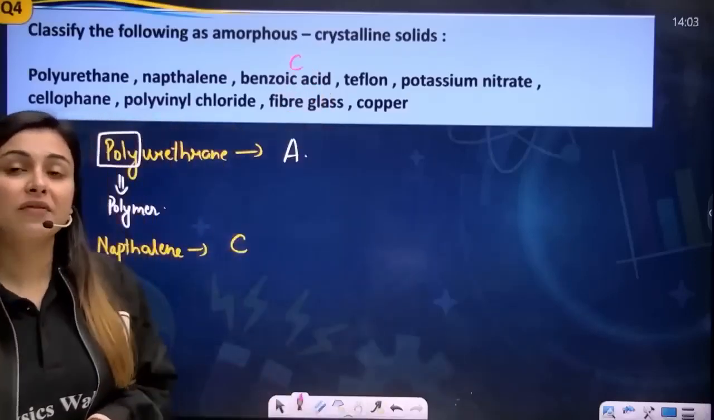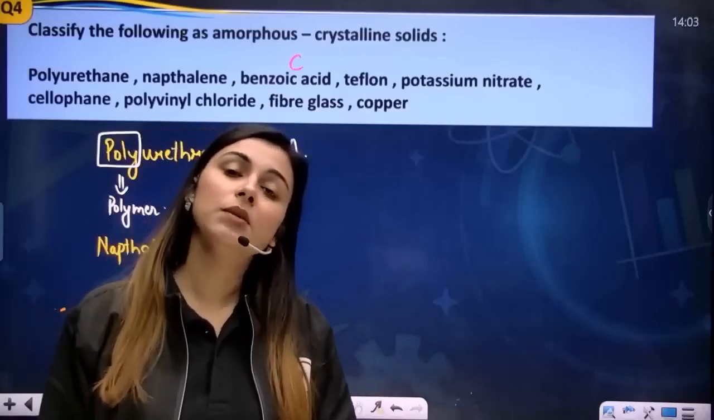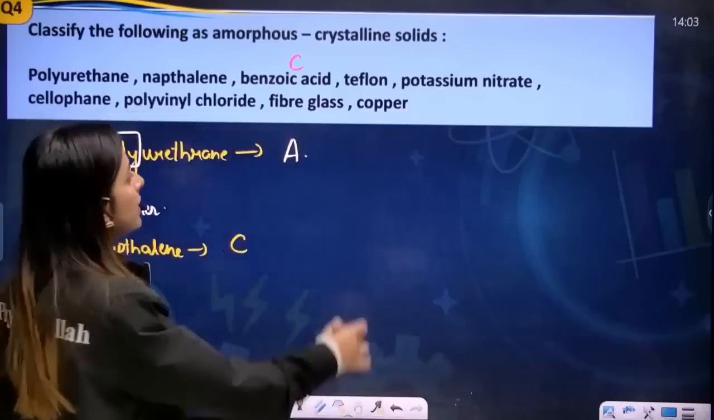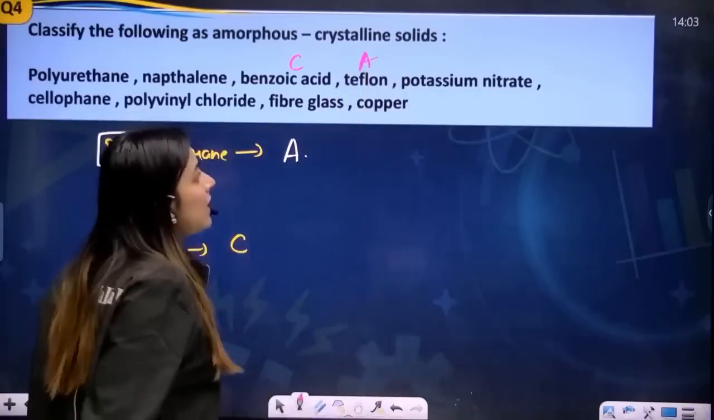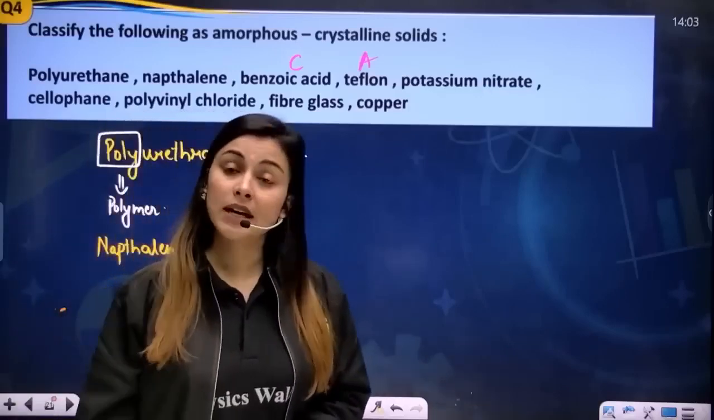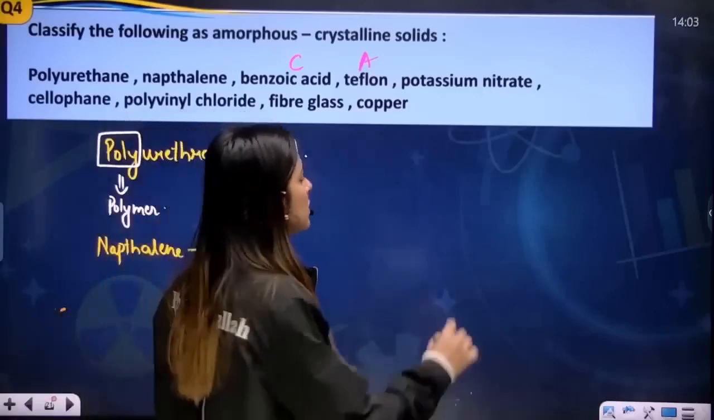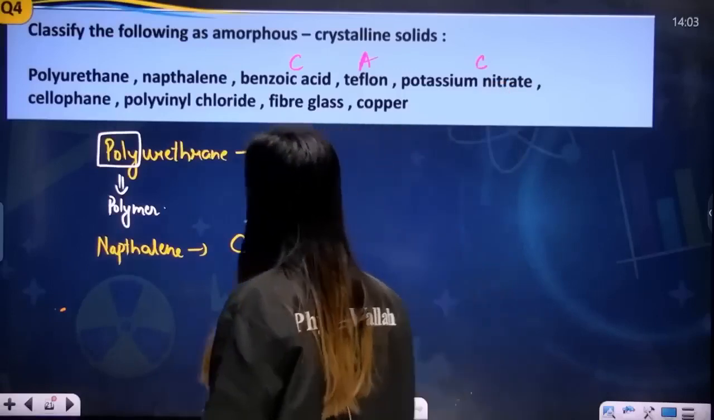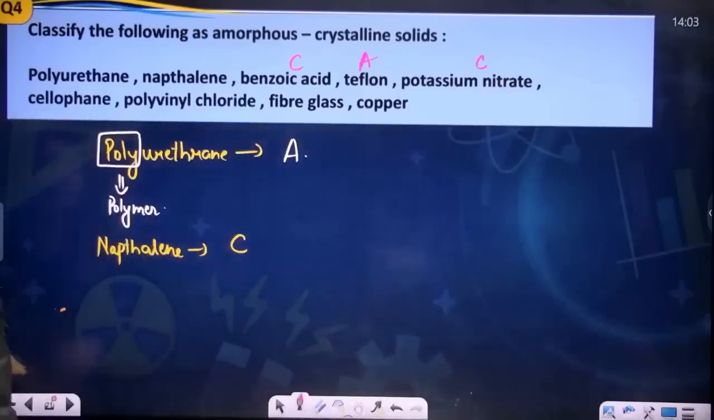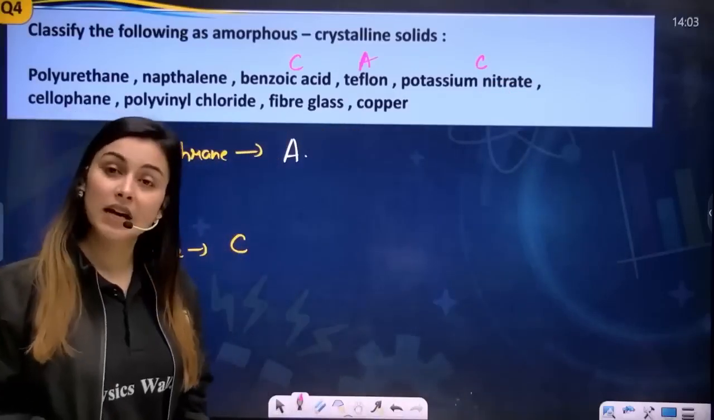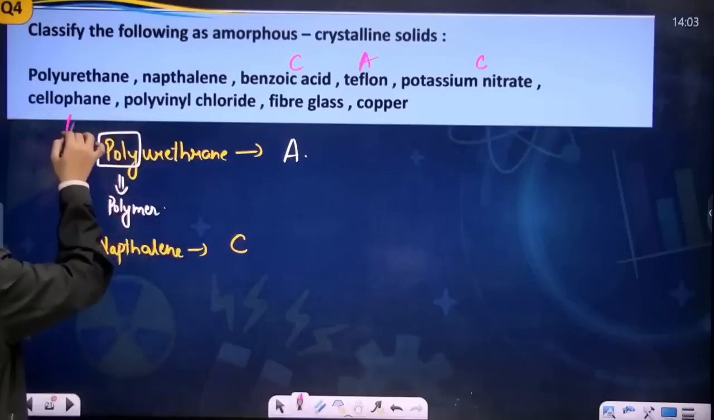If we talk about Teflon, I gave you an example. It is a polymer, my dear students, so it is amorphous in nature. Let's talk about potassium nitrate. It is again crystalline in nature because it is neither rubber, polymer nor glass. If you talk about cellophane, I gave you the example. It is again a polymer, so it is amorphous in nature.